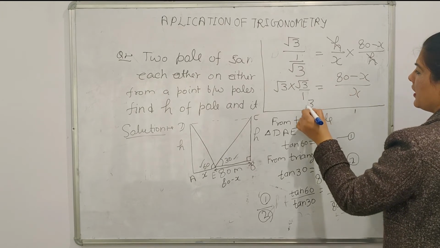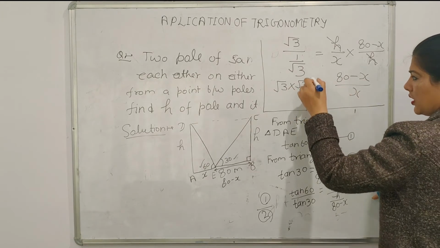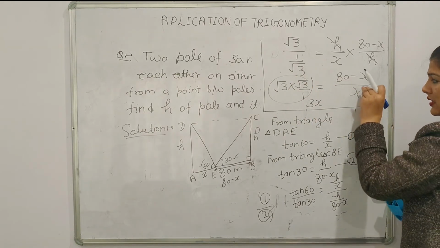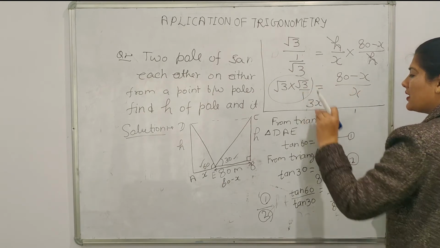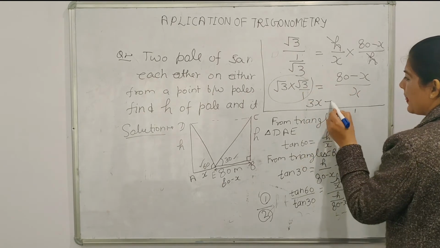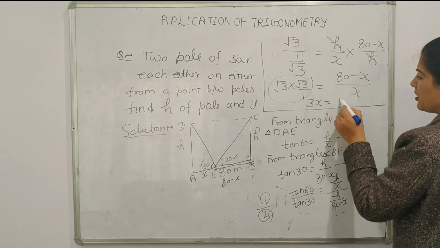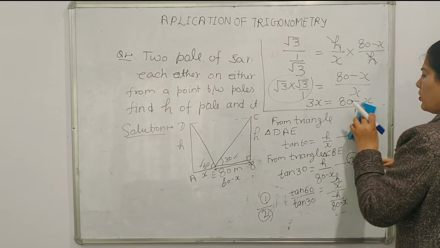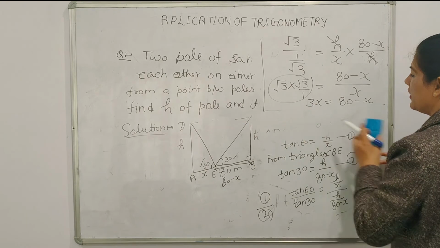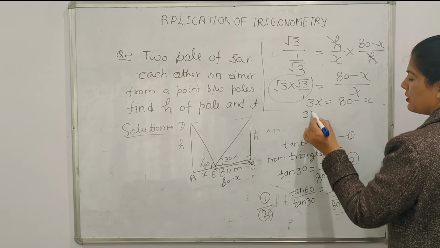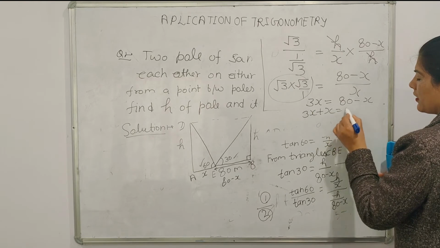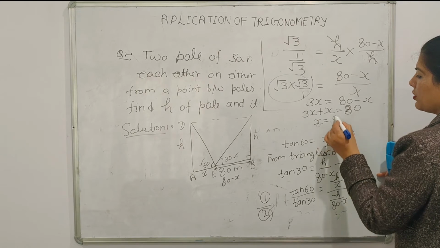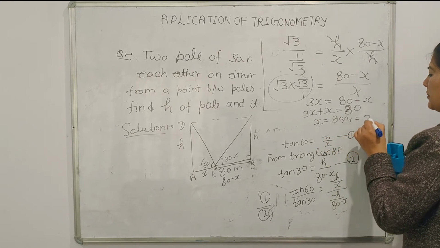This gives you 3, and if this side is 3, then here it is in the denominator, that means it is in division. So you have to take this x to the left hand side, so it will go into multiplication, and to the right hand side we have 80 minus x. So to find x, again take this x to the left hand side. 4x is equal to 80, x is equal to 80 upon 4, that means 20.